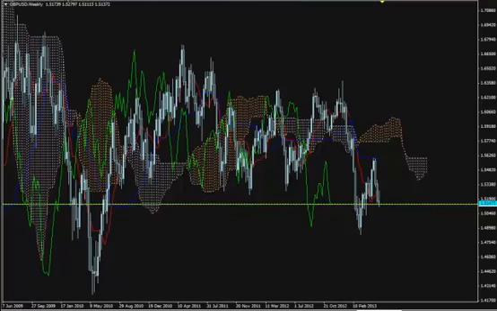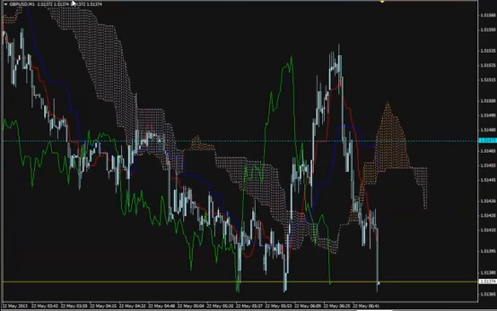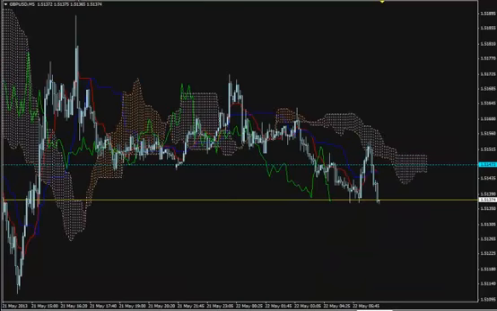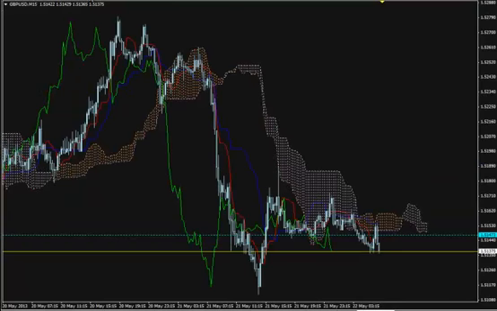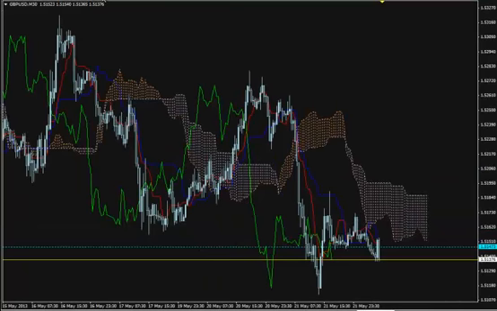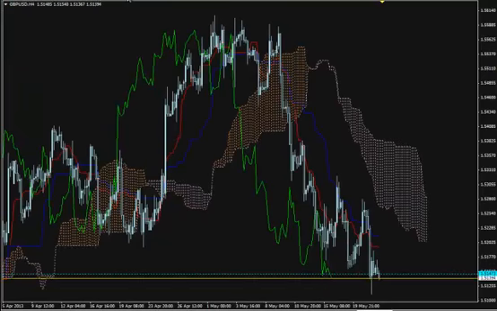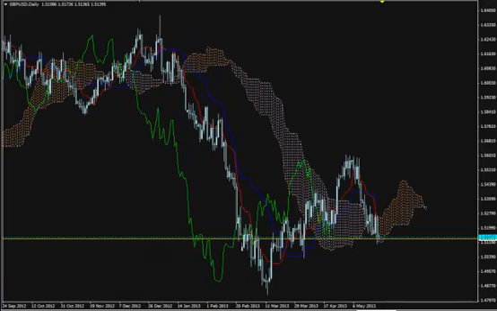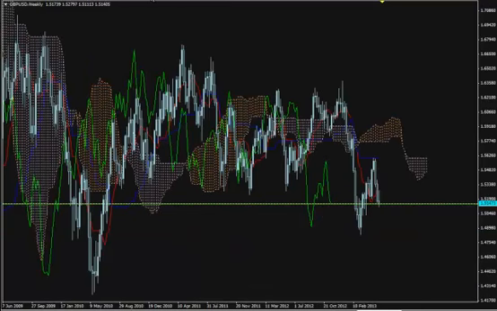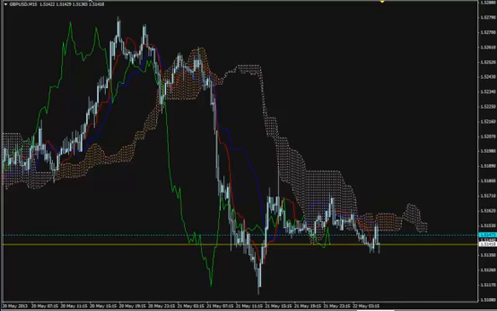So I'm recapping. M1 bearish, M5 bearish, M15 bearish, M30 bearish, H1 bearish, H4 bearish, daily bearish, weekly bearish. So you can enter from M15 and you can monitor your trade from all the other time frames.